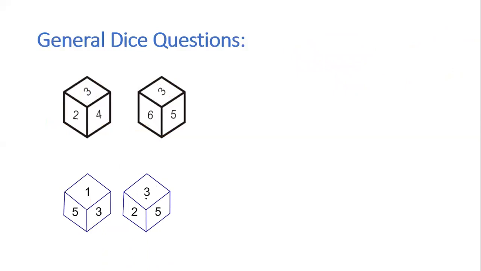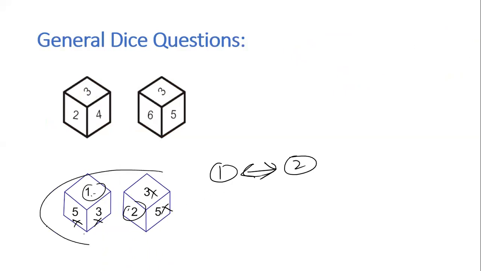I repeat, when two elements are common, we ignore those two common elements. Then the remaining two elements, that is 1 and 2, are opposite to each other here. These are two opposite faces. That means 1 is opposite to 2, or 2 is opposite to 1. Remaining we cannot find with the data provided. If you have other views, you can find out.